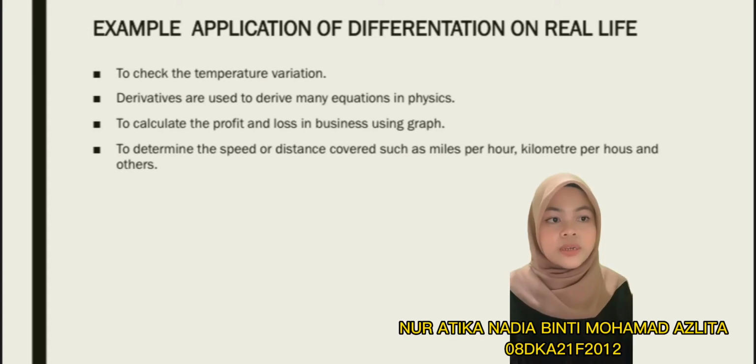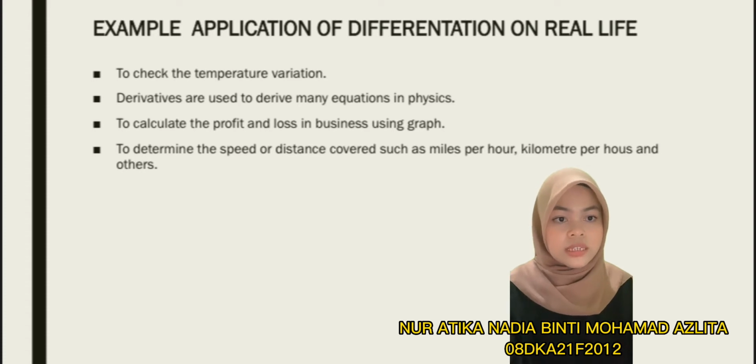Example applications of differentiation in real life. Number 1 is to check the temperature variation. Number 2, derivatives are used to derive many equations in physics. Number 3 is to calculate the profit and loss in business using graphs. And lastly is to determine the speed or distance covered, such as miles per hour, kilometers per hour, and others.